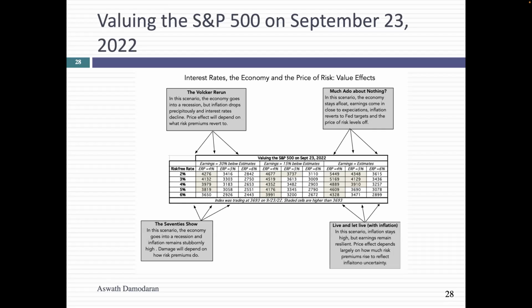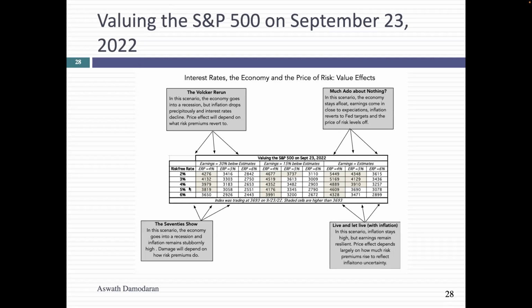And this was a valuation of the index where the key inputs were, first, what's going to happen to earnings in the near term for the entire S&P 500? And let's face it, the big question here is, will there be a recession? How severe will it be? And it's going to show up as an earnings effect. So I looked at 3 scenarios: earnings 30% below analyst estimates, 15% below estimates, or they come in at estimates.